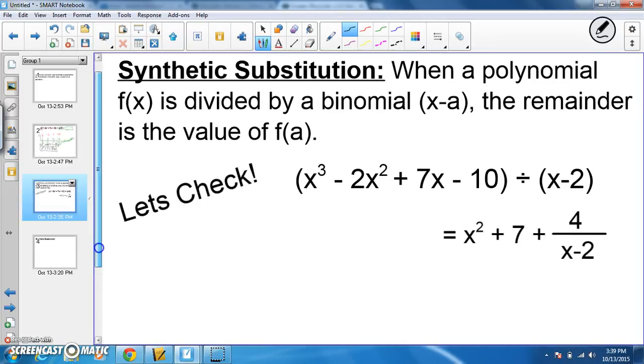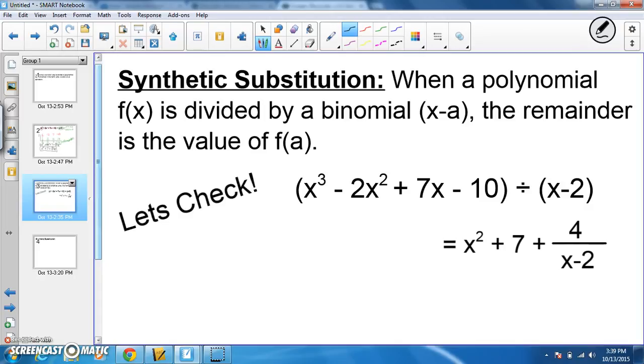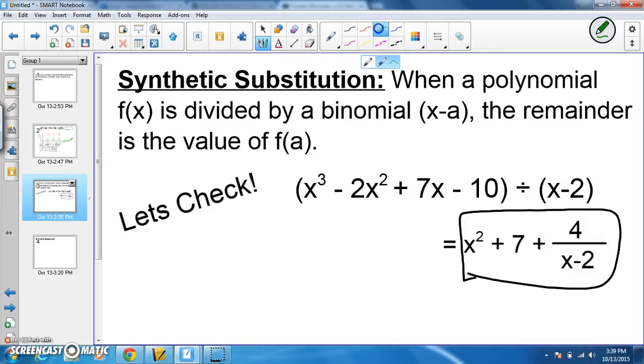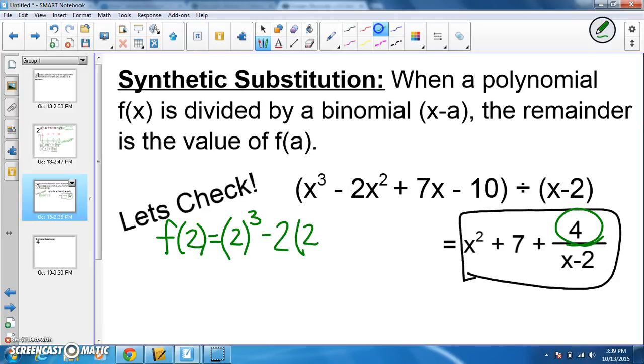So let's see. From our problem we just did, we had x cubed minus 2x squared plus 7x minus 10 divided by x minus 2. We have this as our answer. Our remainder was 4. So when I plug in, f of 2 is equal to 2 cubed minus 2 times 2 squared plus 7 times 2 minus 10.